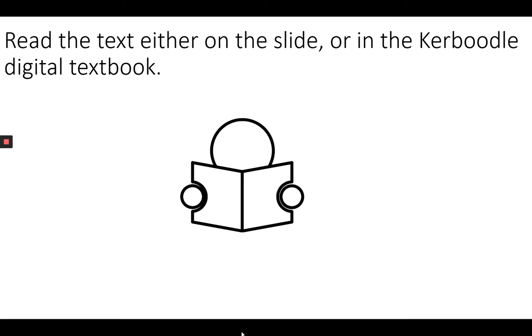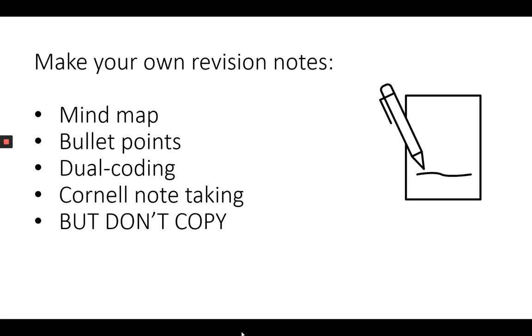Throughout the video, you'll need to read the text extract, either on screen or via the Caboodle digital textbook. Look out for this symbol. This symbol should be shown as a prompt to make your own revision notes in your preferred style. Here are a few options. You could do a mind map, you could do bullet points, dual coding, Cornell note taking, but don't copy word for word.